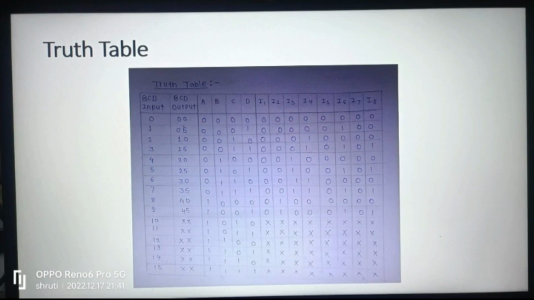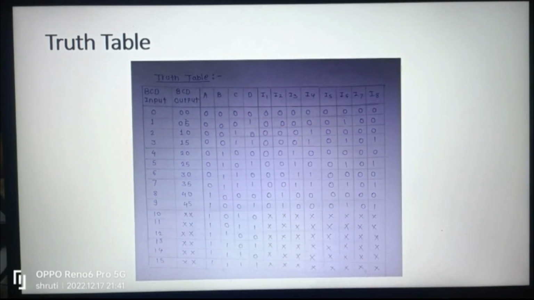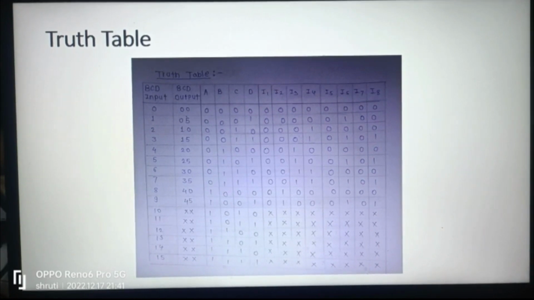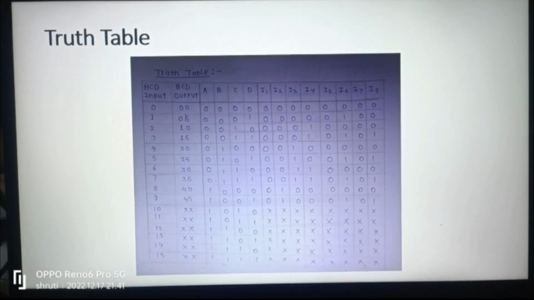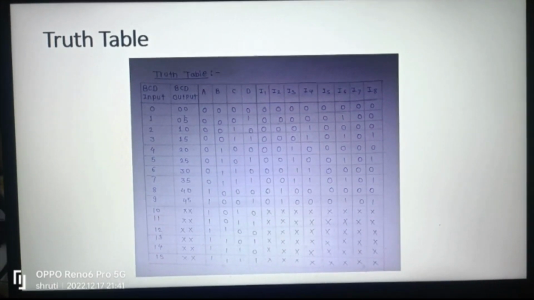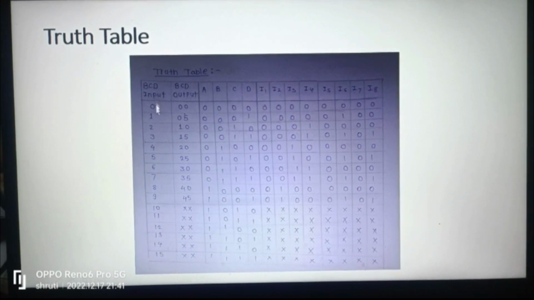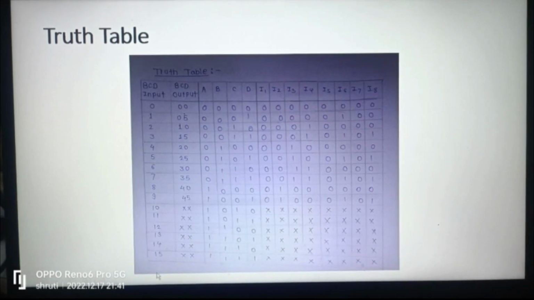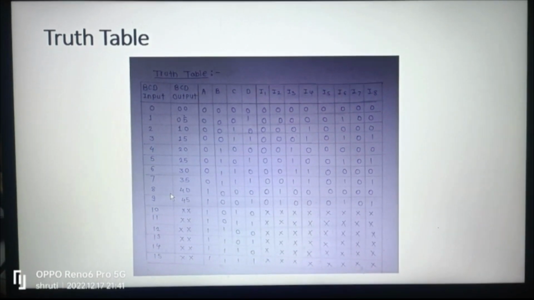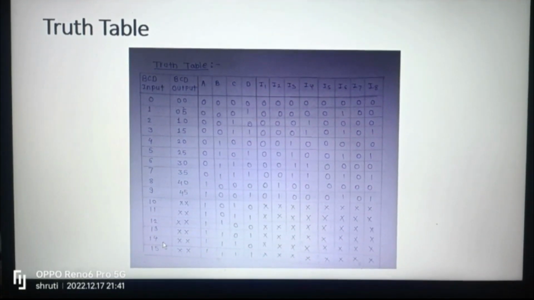So we have a given problem statement that we have to give an input in BCD number and the output will become 5 times the input in BCD. So the truth table for our problem statement is, we are going to give a BCD input like 0, 1, 2. We know that BCD numbers are from 0 to 15. Here 0 to 9 are valid BCD and 10 to 15 are invalid BCDs.